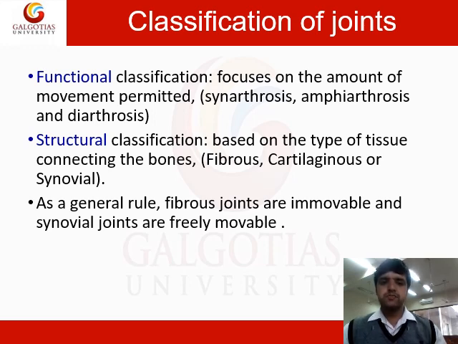The next classification is based on the structural component, which means it is based on the type of tissues connecting the bones together. It can also be of three types. First is fibrous joints, next is cartilaginous joints, and third is synovial joints. As a general rule, fibrous joints are immovable joints and synovial joints are freely movable joints. Now in the next slides we are going to discuss each type separately.